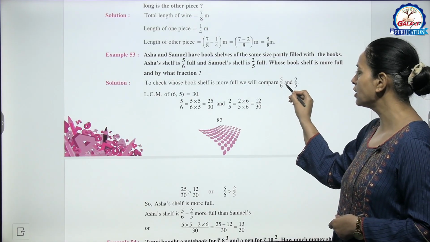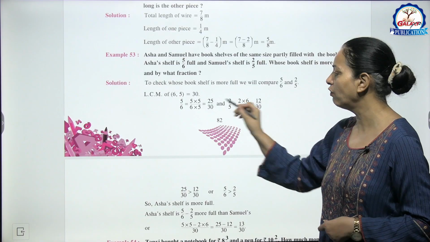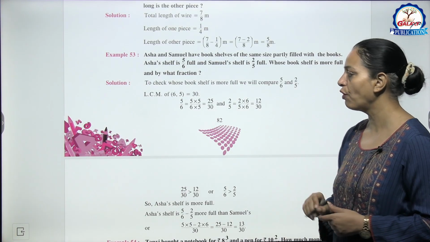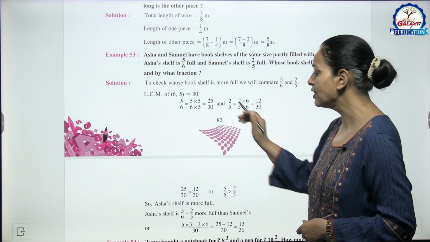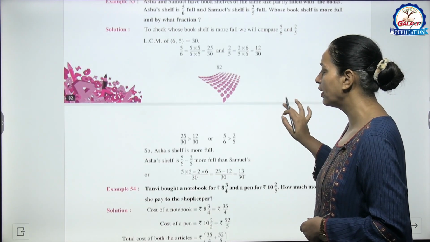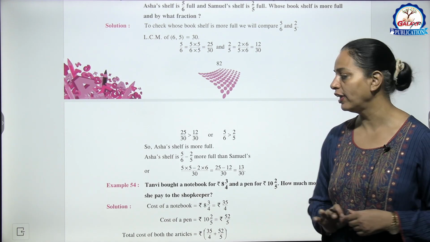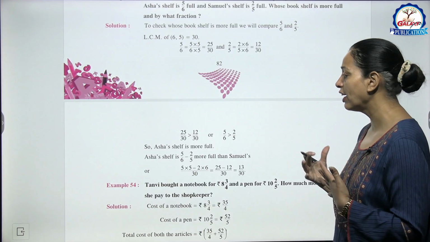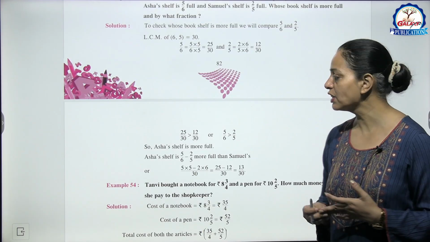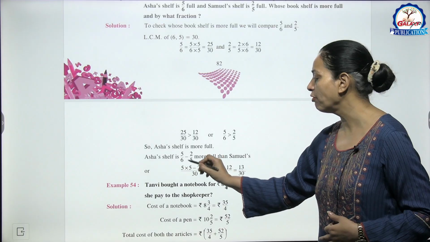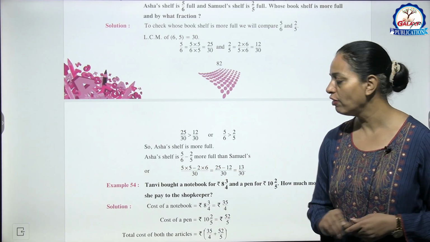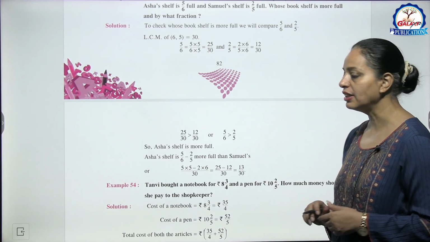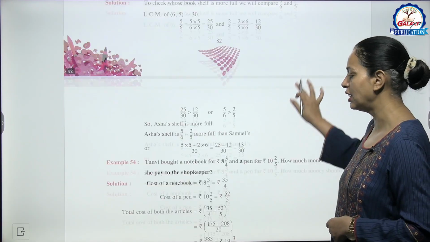So this becomes 6 into 5, 5 into 5, 25 upon 30, and this is 5 into 6, 2 into 6, 12 upon 30. It means 5 upon 6 is bigger than 2 upon 5. It means Asha's shelf is more full. और कितना ज़्यादा है, इन दोनों का डिफरेंस फाइंड कर लेंगे. So here 5/6 minus 2/5, so that is 25 minus 12 upon 30, means 13 upon 30, right?